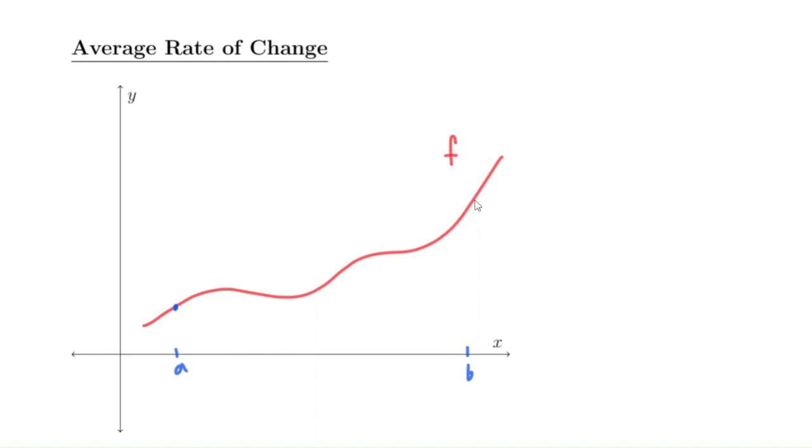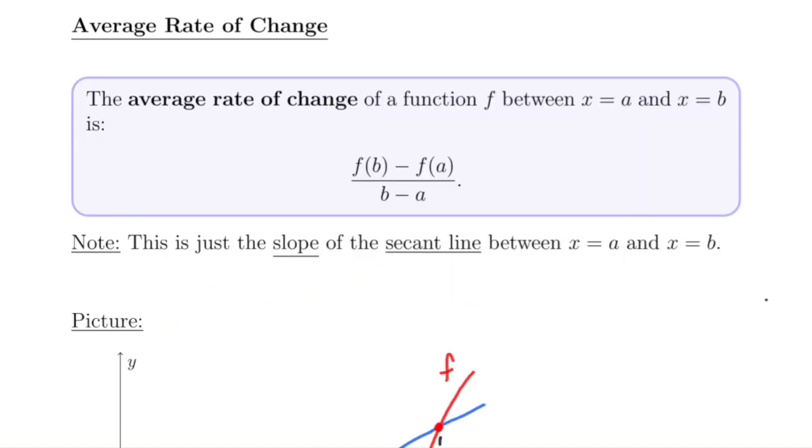So we could draw in A comma f of A and B comma f of B. And if we were to look at the slope of the line that connects these 2 points, so the rise over the run, the change in y values divided by the change in x values, that would tell us how quickly the function is changing on average between A and B. So we have this definition: the average rate of change of a function f between x equals a and x equals b is given by this formula, f of b minus f of a over b minus a. That's really rise over run, or the change in y values divided by the change in x values.